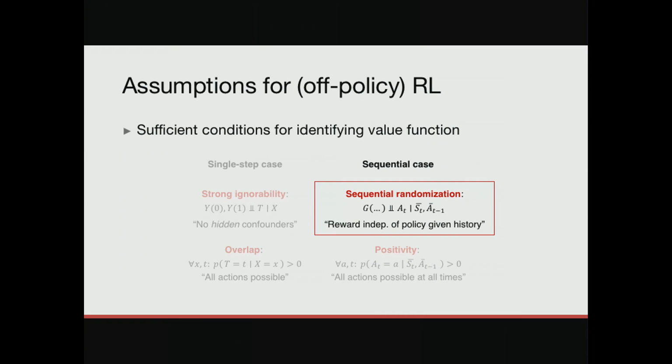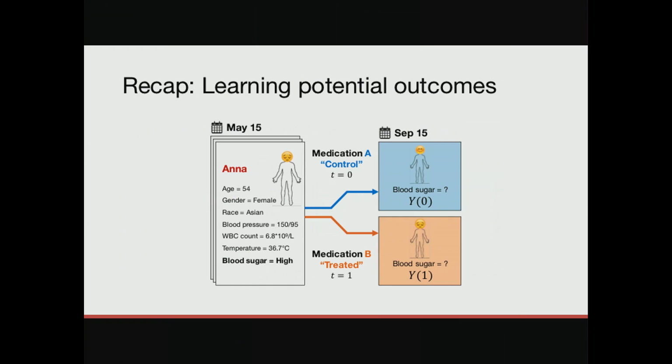OK. So last recap on the potential outcome story. This is a slide. I'm not sure if you showed this one, but it's one that we used in a lot of talks. And it, again, just serves to illustrate the idea of a one-time step decision. So we have here Anna, a patient comes in. She has high blood sugar and some other properties. And we're debating whether to give her medication A or B. And to do that, we want to figure out what would be her blood sugar under these different choices a few months down the line.